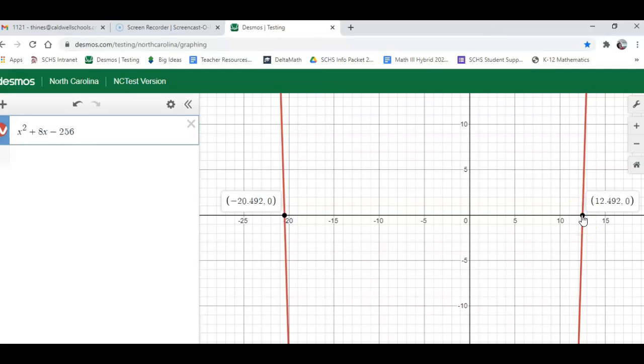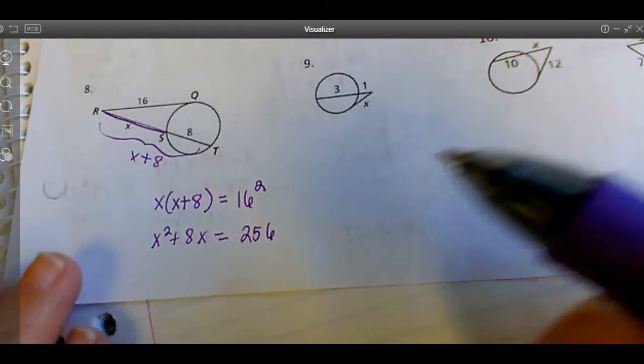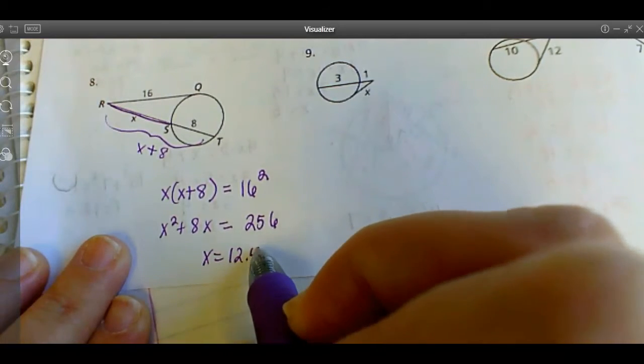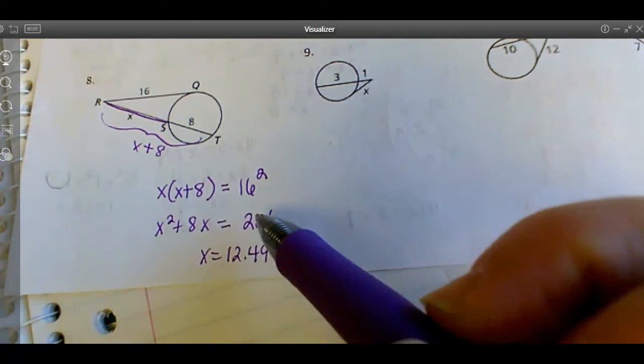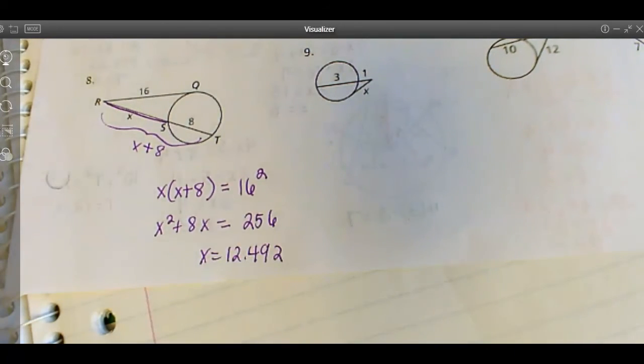In this case, we got a negative number and a positive number. And so what that means is that our answer is the positive one, because we're talking about a length of a side, and we can't have a negative number. So 12.492 would be our answer. So anytime you end up with something like that that's a quadratic, you would graph it to solve it. You won't have to do that on the practice, but that's the process in case you ever see anything like it again.